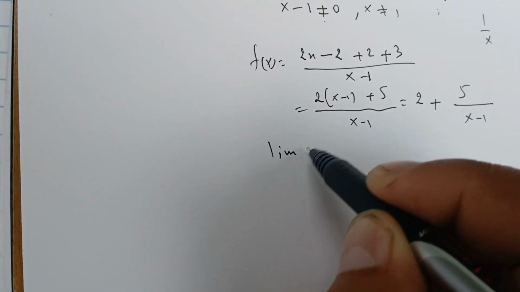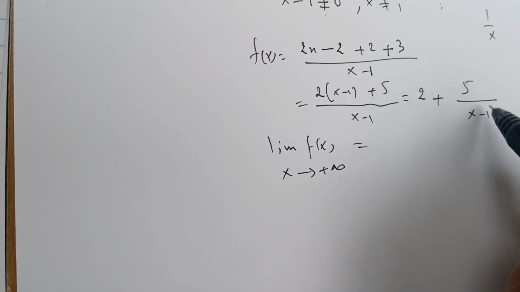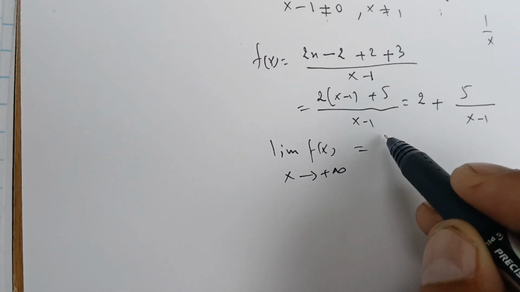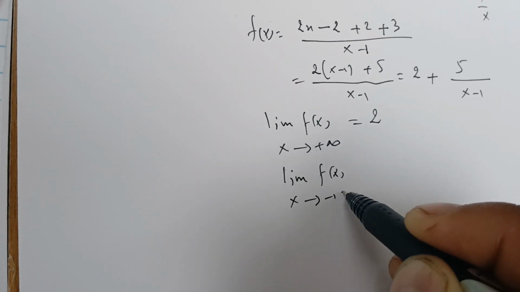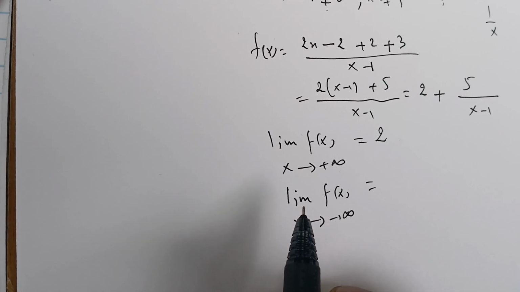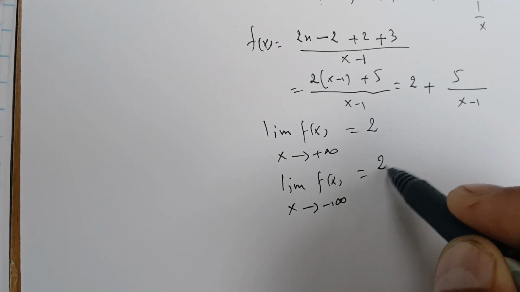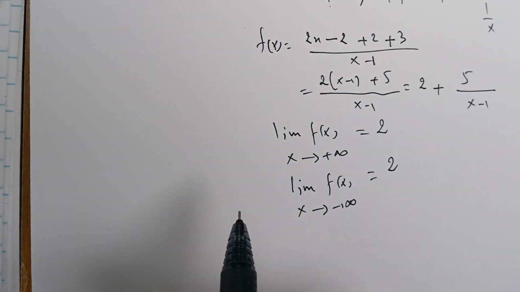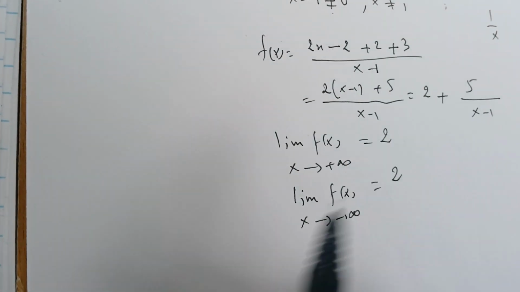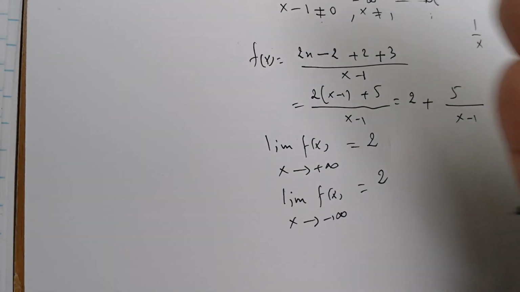Here the limit, as x gets bigger, you divide 5 by a bigger number, you get 0. So what's left? 2. When x gets bigger but negatively, it's the same thing: 5 over something big negatively is 0, so we still have 2. That means we get close to 2 when x gets big, either from the big numbers or the big negative numbers.